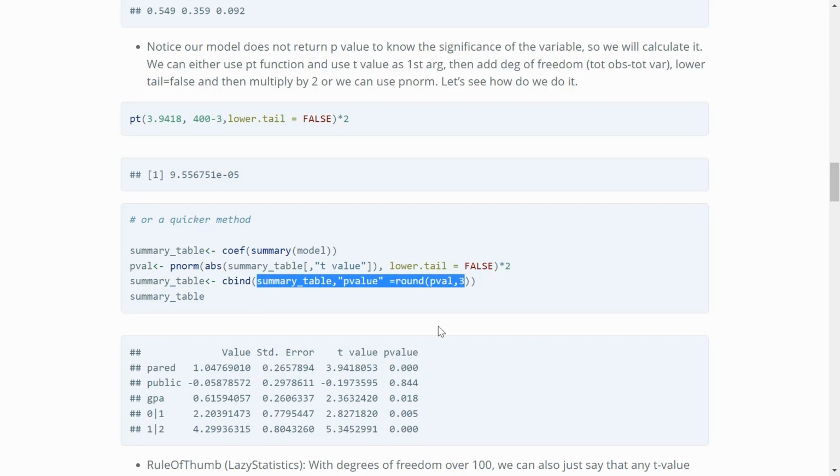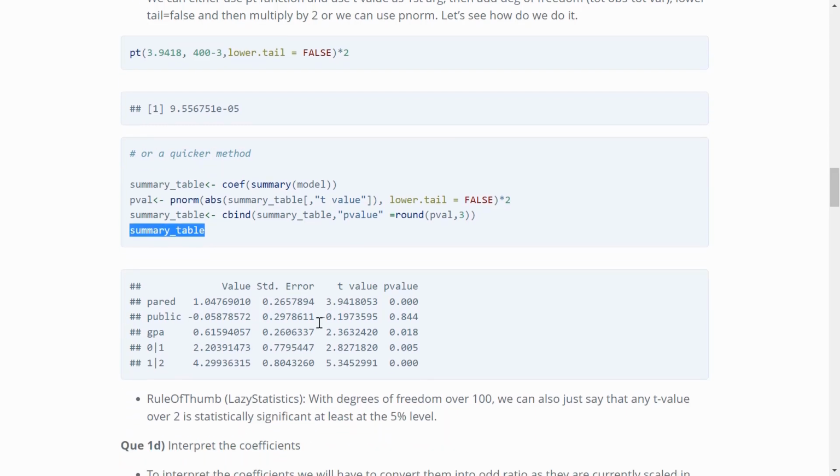After this, we can print this, and here you can see the coefficients, the standard error, the t-value, and the p-value is printed. Now from the p-value we can see that the variable public is insignificant.